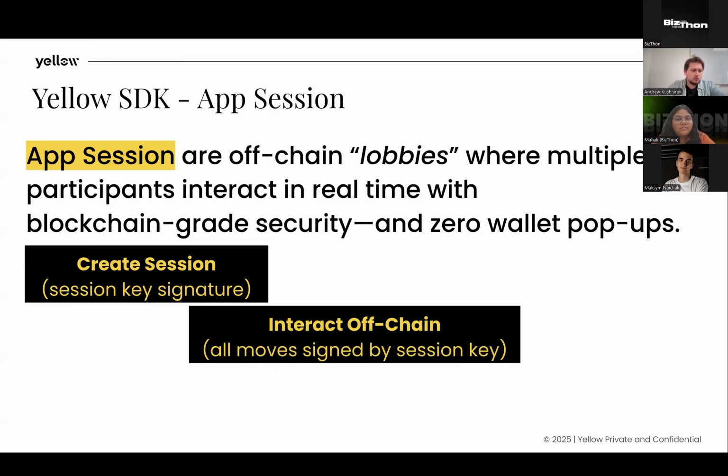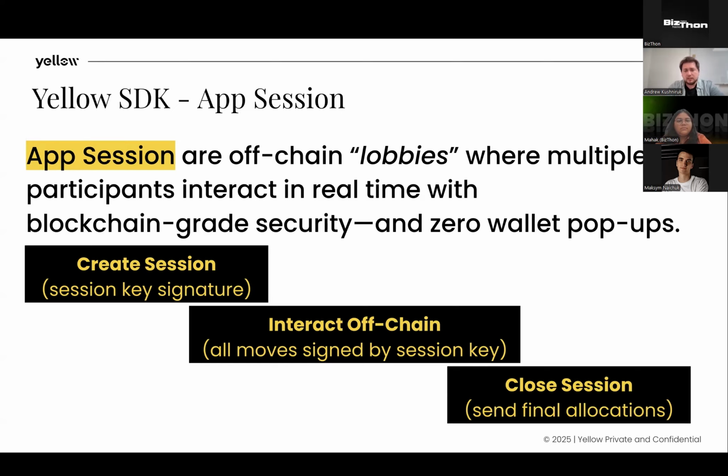You can do your movements. You can do, I don't know, a real game. You can do trillions of transactions. It will be very fast. And in the end, you close the session and send the final allocation to the Yellow node. You can ask me where to use it. If users interact a lot and you need verifiable state, but do not need an on-chain penalty on every click, use an application session. If you need to do only one or two transfers, use a simple transfer.